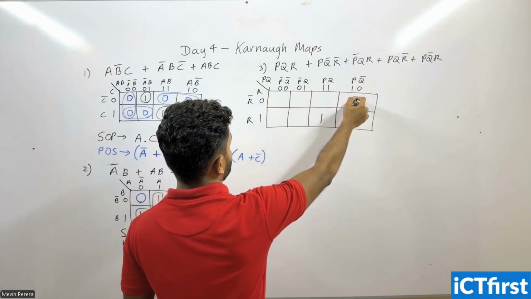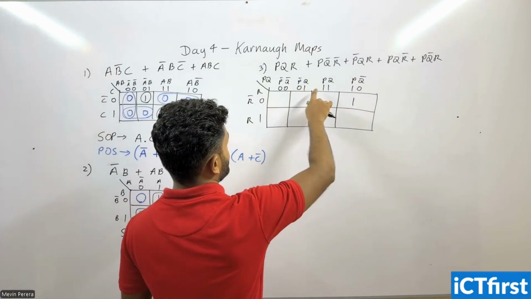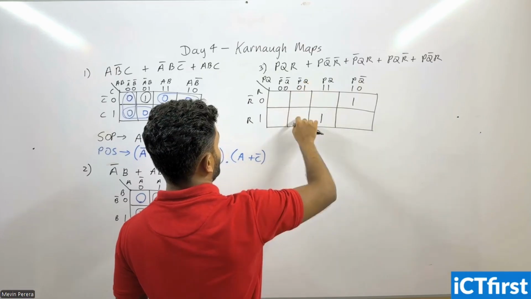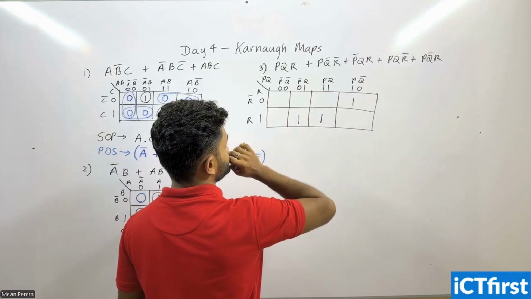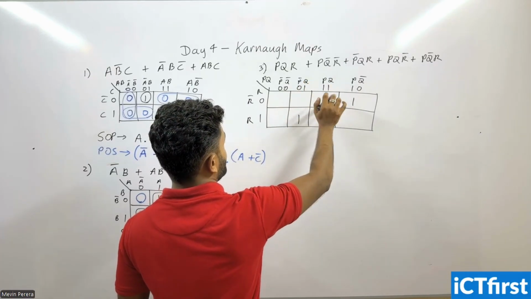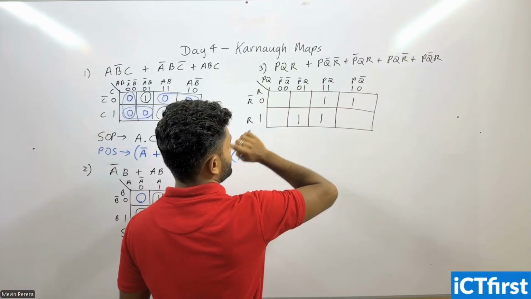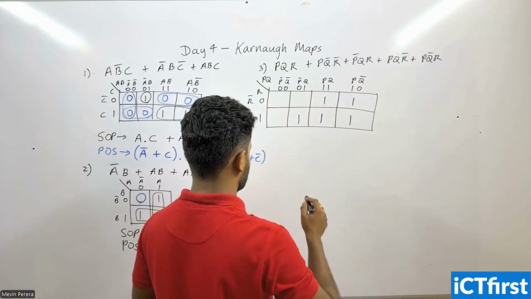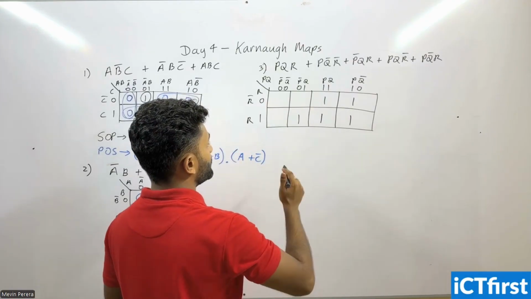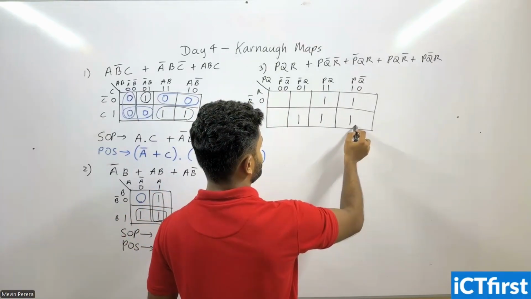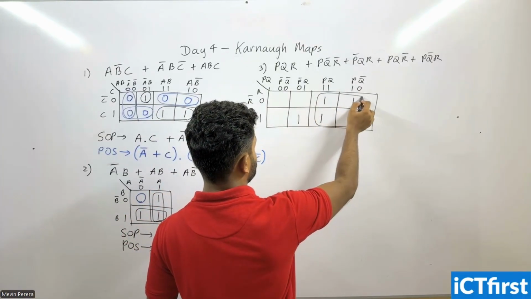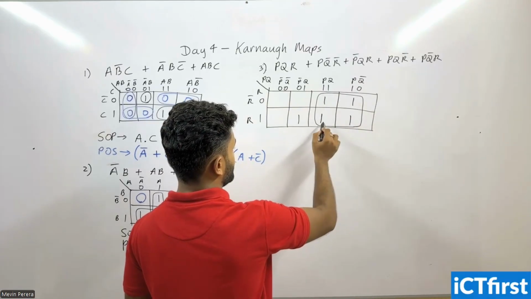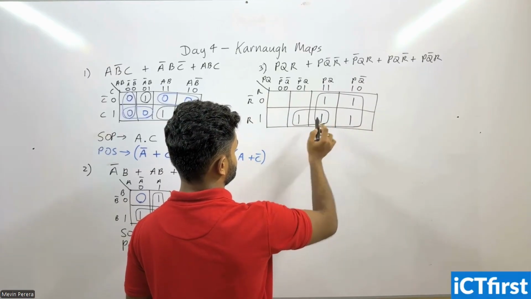PQ bar R bar is here. P bar QR is here. PQR bar is this one. Then PQ bar R. So how are we going to group it? So this particular four straight away I can group it, and then these two.